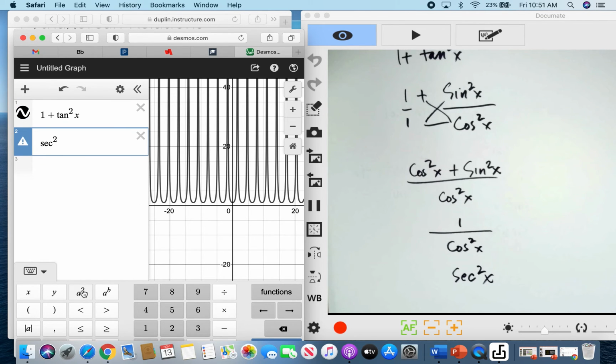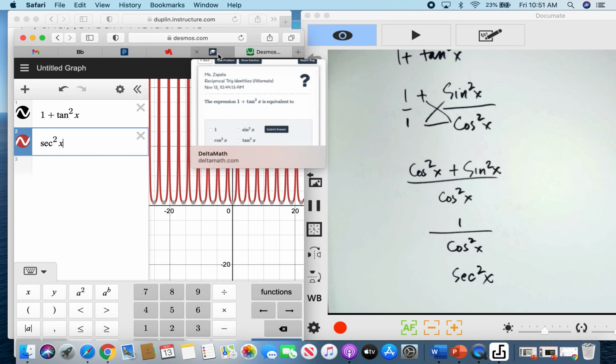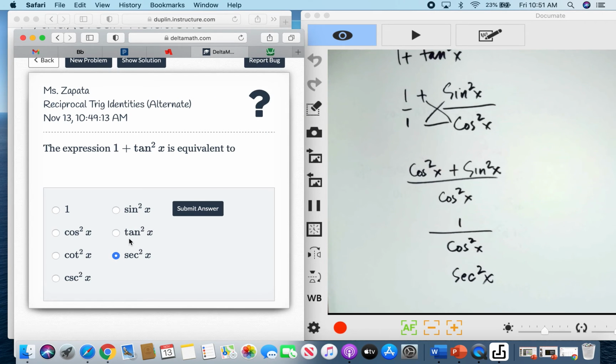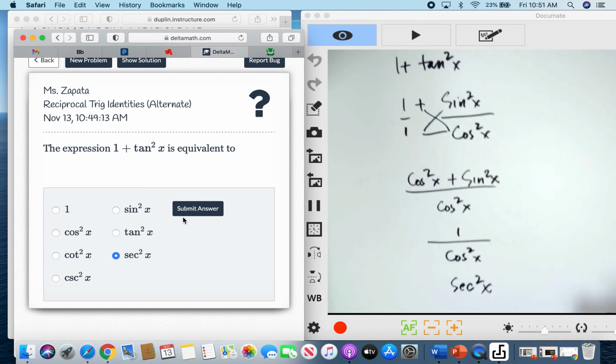They should have the same graph. So the one which gives you the same graph is actually the answer when you're identifying a multiple choice type of test. So therefore here, our answer is secant squared as was given to our solution.